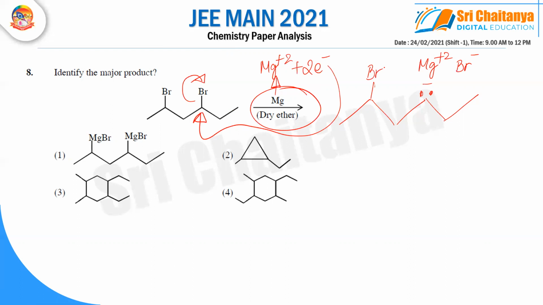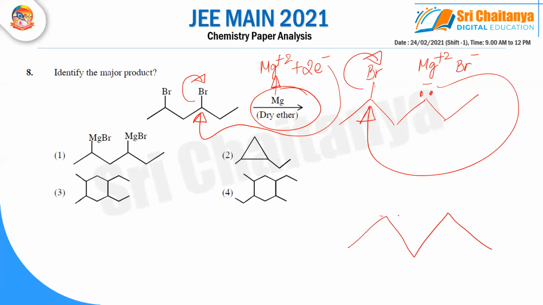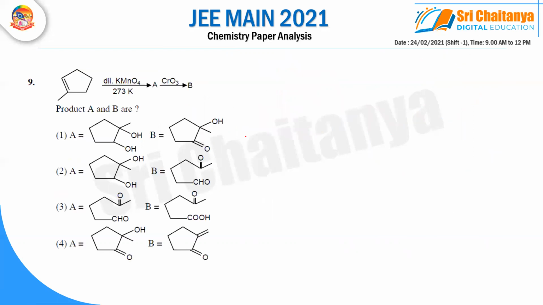Now, since a leaving group is already present inside the molecule, this carbanion will attack in an intramolecular style to arrive at a cyclic compound, kicking this other bromine out. So we have this particular compound as a product. So I see option 2 is correct.